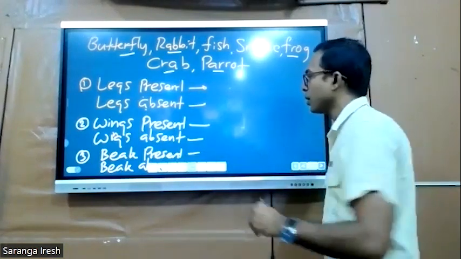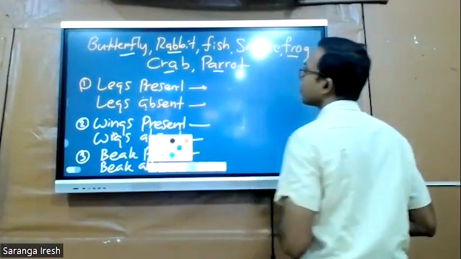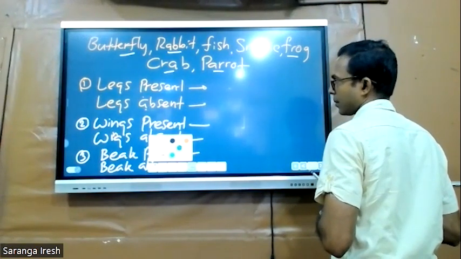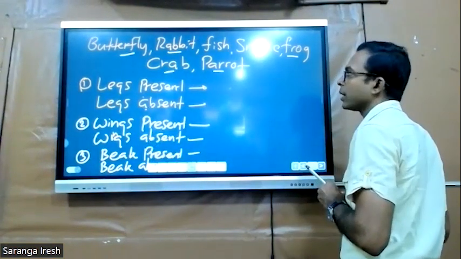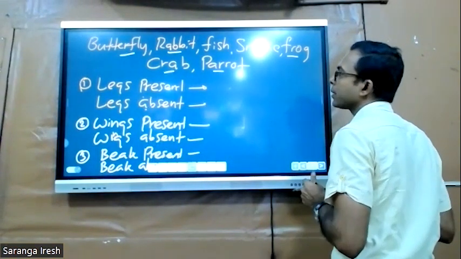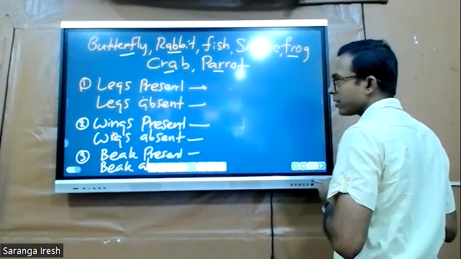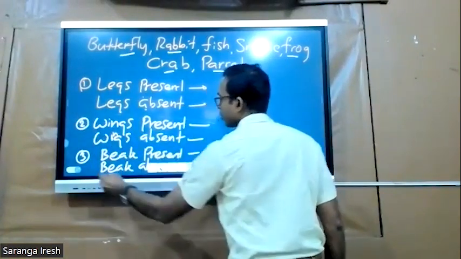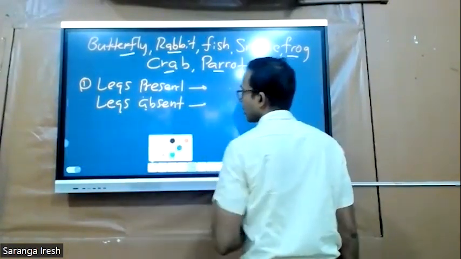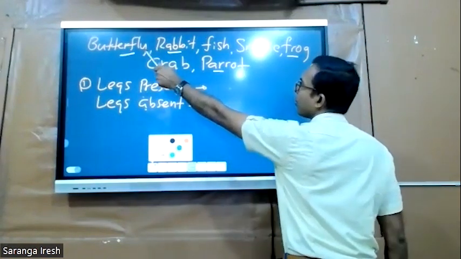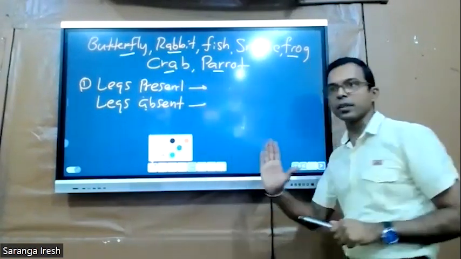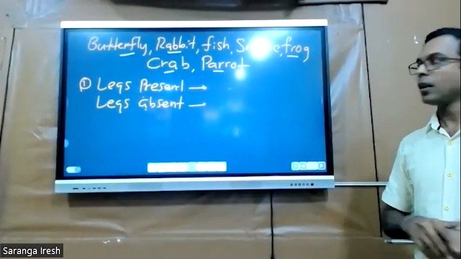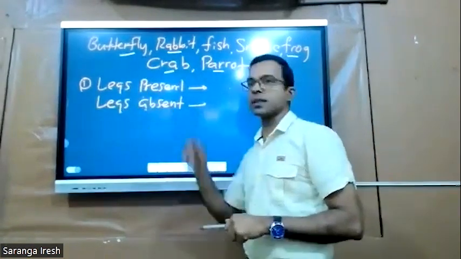Now, legs present. Who are the organisms with legs present? Butterfly, rabbit, frog, crab, and parrot. There are many organisms. And who are the organisms with legs absent? Fish and snake. Yes. Now, when we are classifying the organisms, with legs present I have 1, 2, 3, 4, 5 organisms with legs, and 2 organisms without legs.